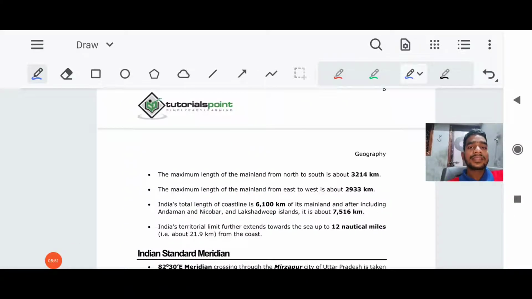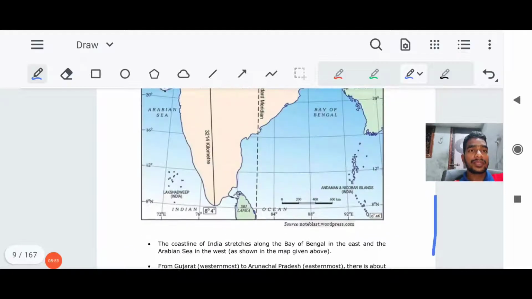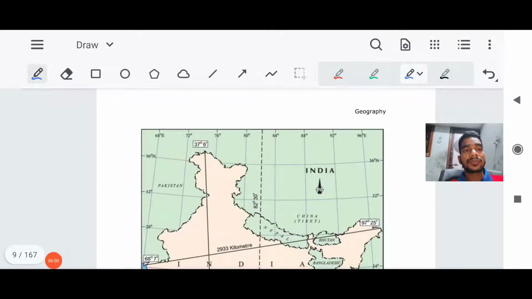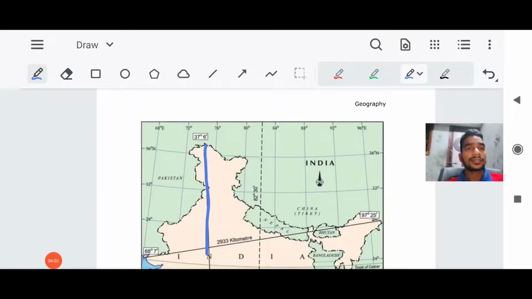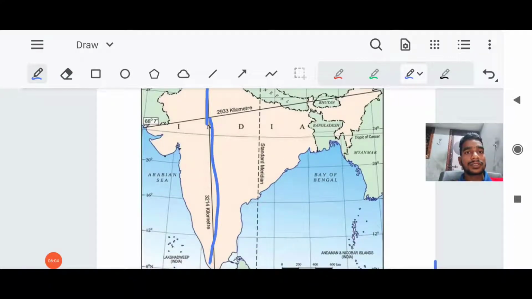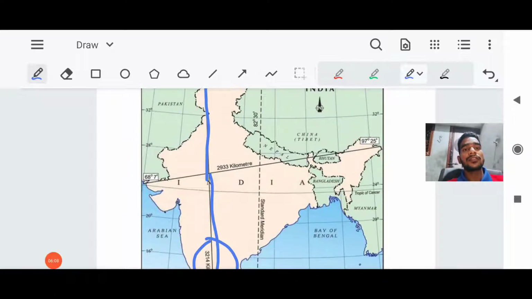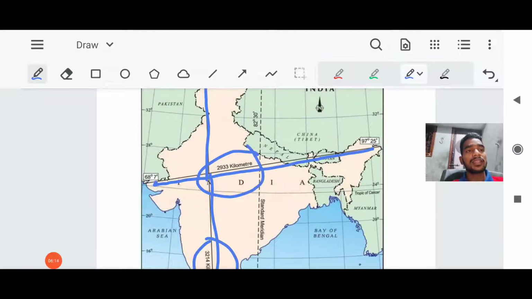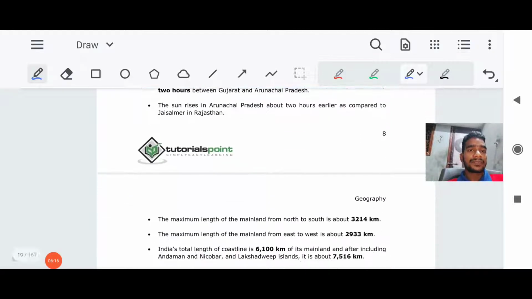The next thing is that the maximum length of the mainland from north to south is about 3214 kilometers. As you can see, from this part to this part, it is 3214 kilometers. Similarly, from this part of Gujarat to this part, Arunachal Pradesh, the distance east to west is 2933 kilometers. Okay, that is it.